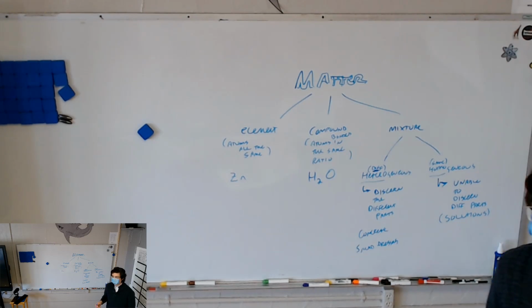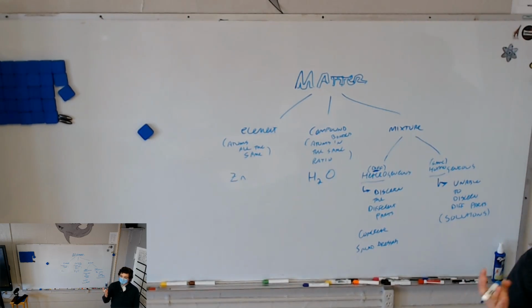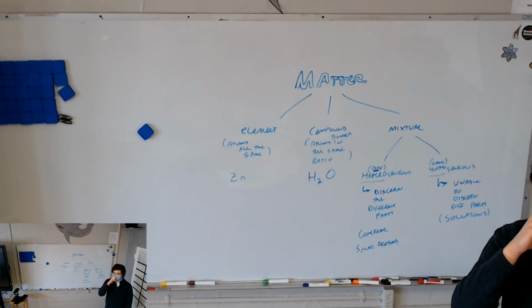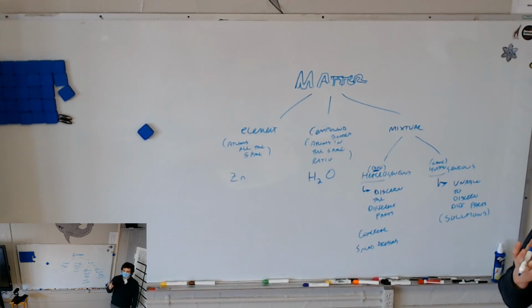Vinegar and what? Just vinegar. Vinegar, which is acetic acid dissolved in water, right? Salt water, the saline solution you might put in your eyes for your contact lenses, that's salt dissolved in water.